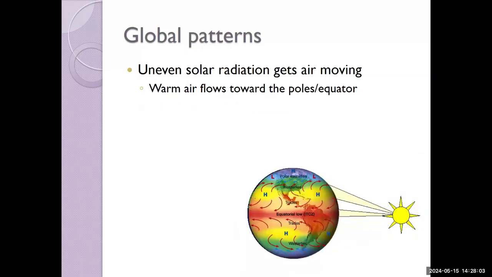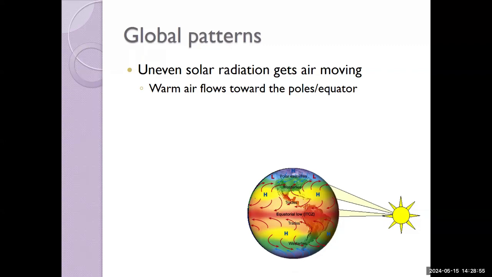The uneven solar radiation gets air moving, and the warm air flows towards the poles and the equators. As you can see in the diagram here, the sun is hitting a very concentrated beam directly onto the equator. That same concentration of sunlight is being cast over a much broader surface area at the poles due to the angle of our planet and the spherical shape.